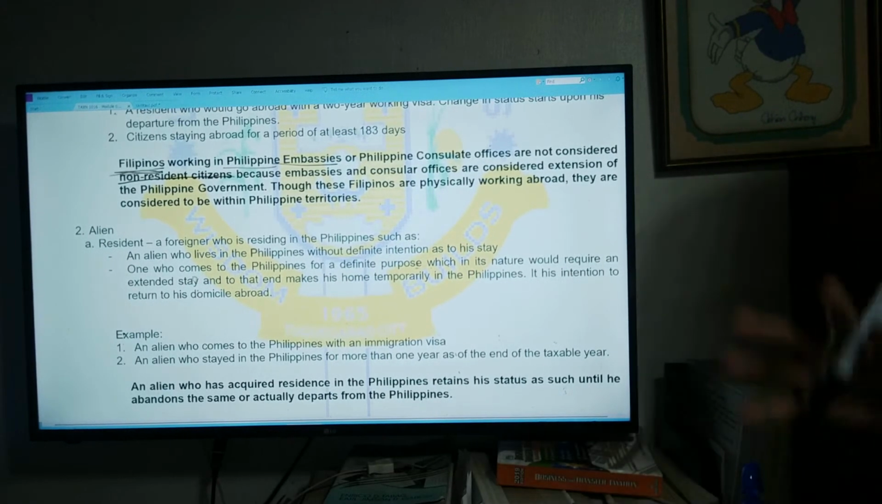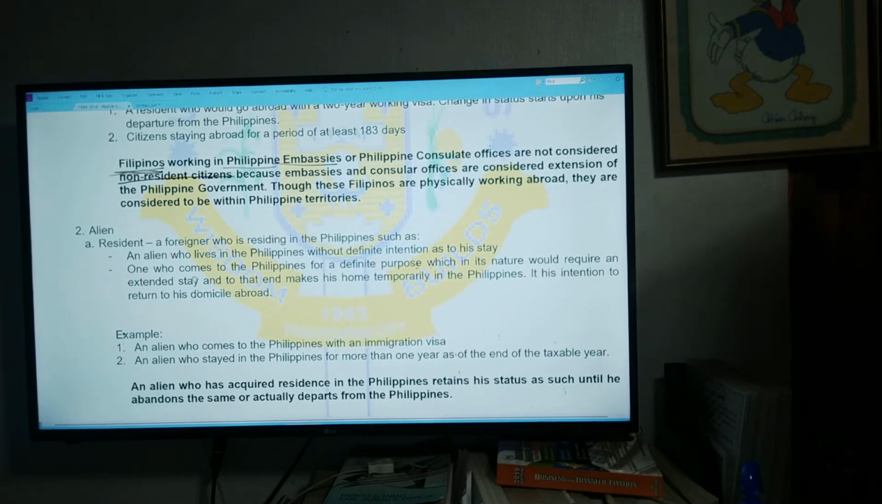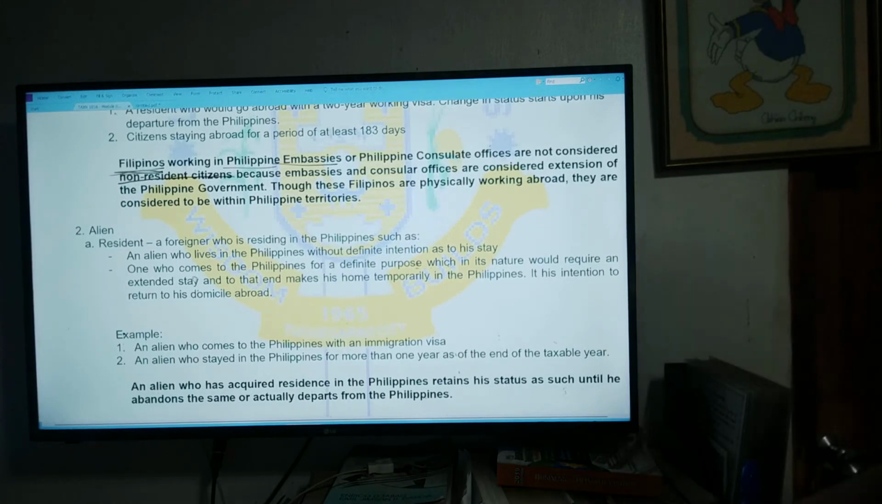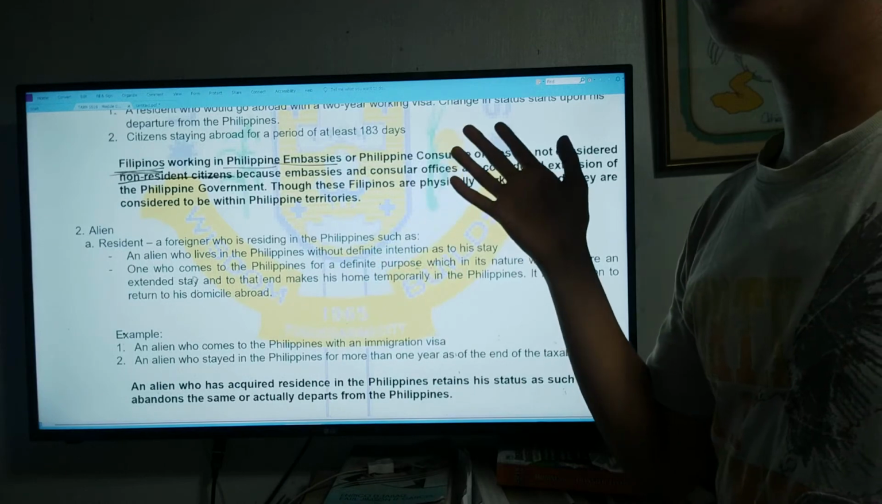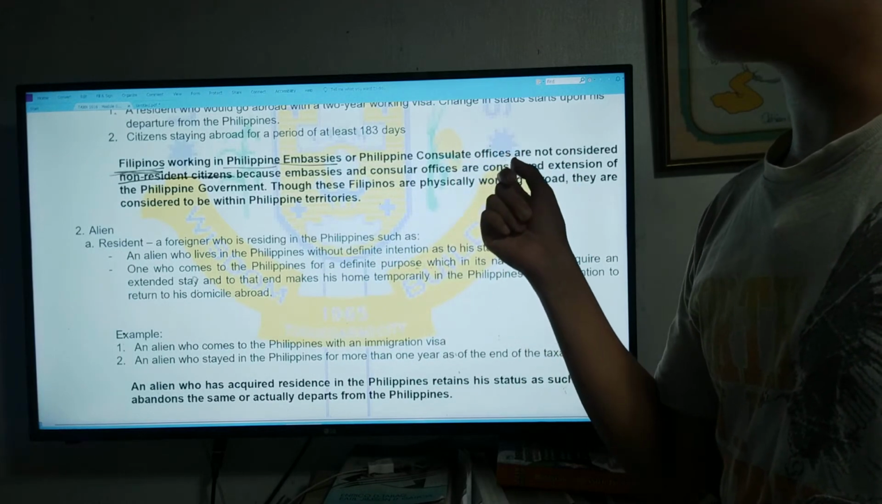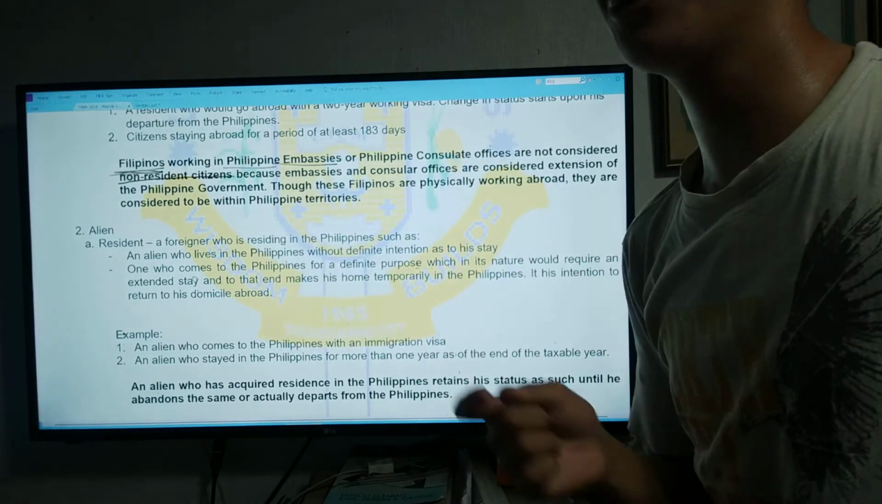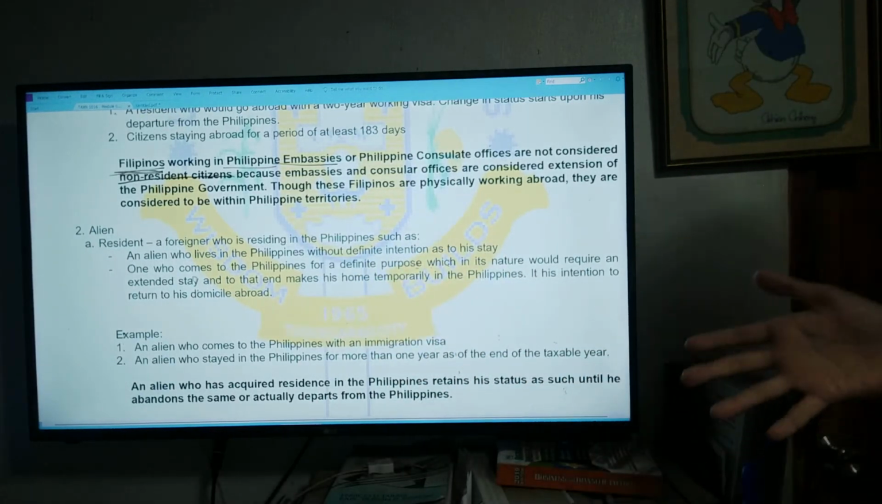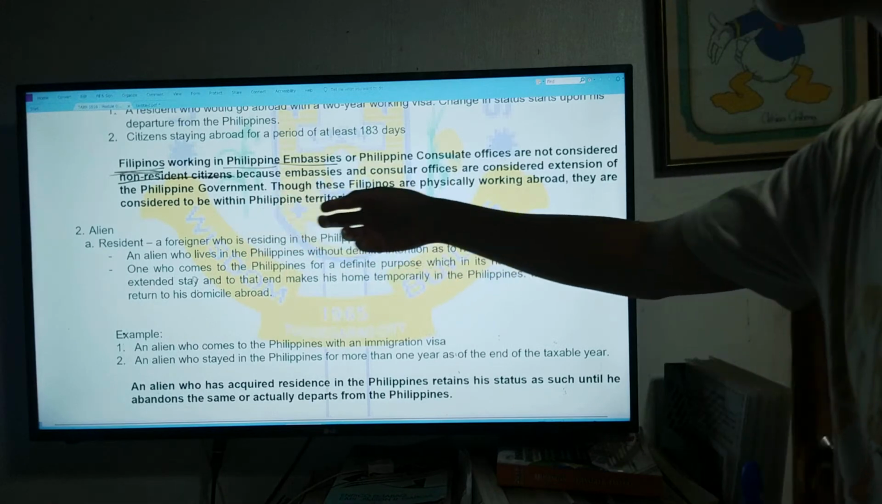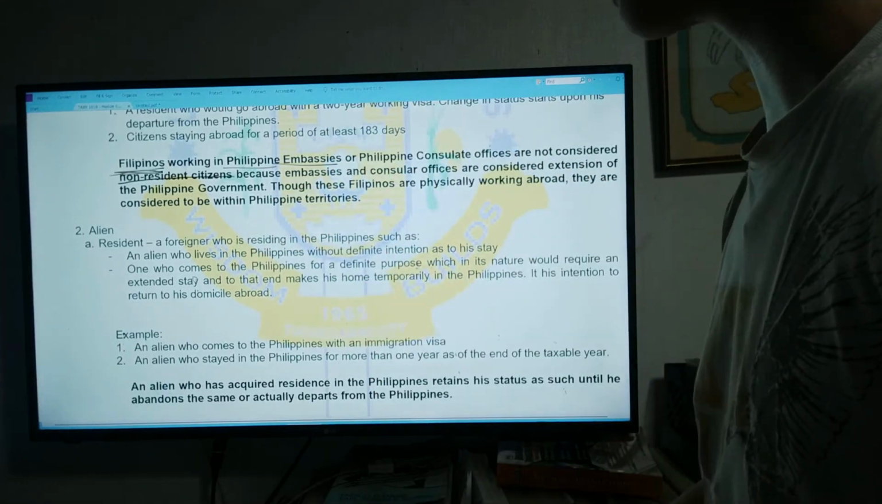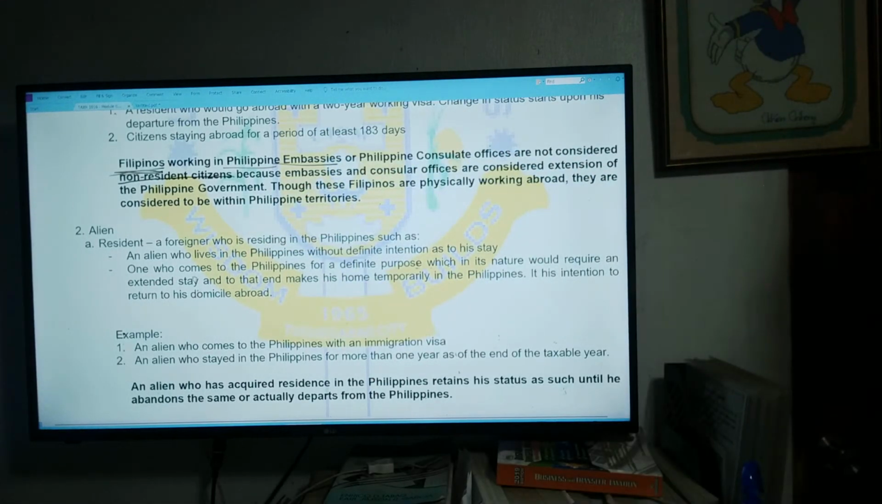Yan, medyo nakakapagod mga sis. Kanina pa ako nag-discuss. Okay, anyway.